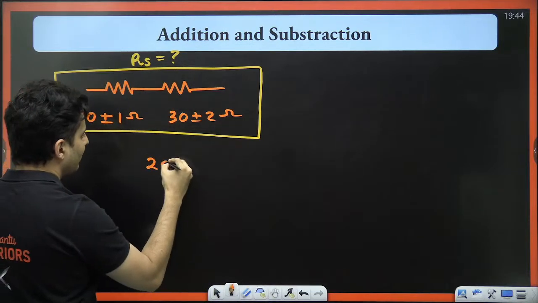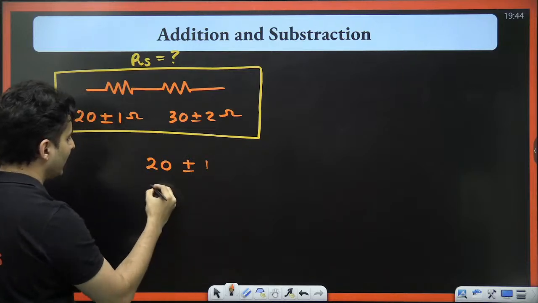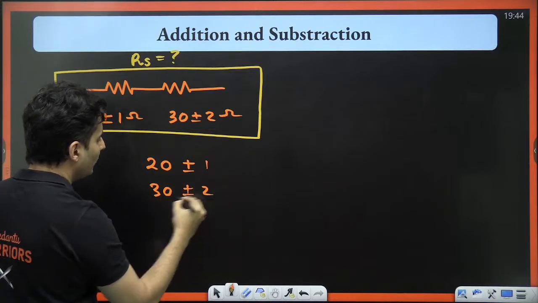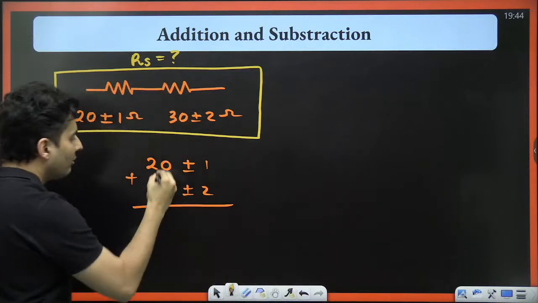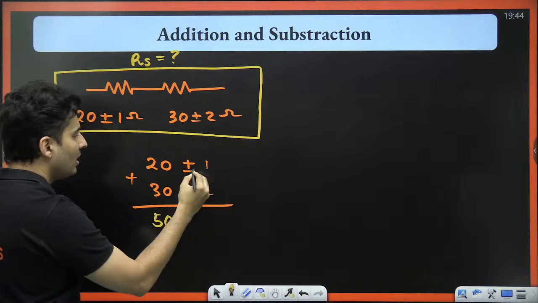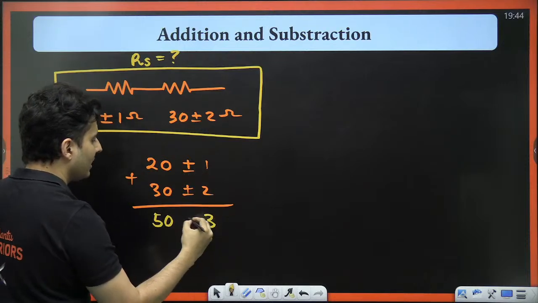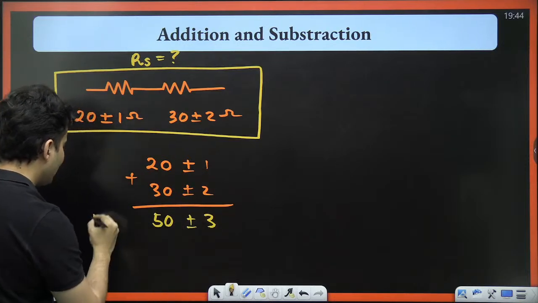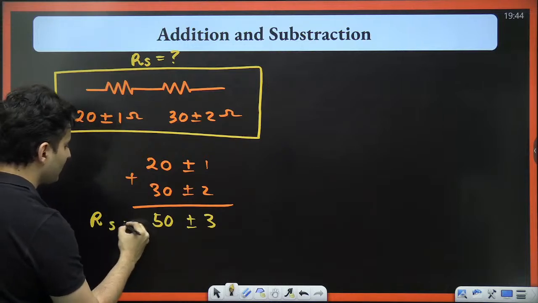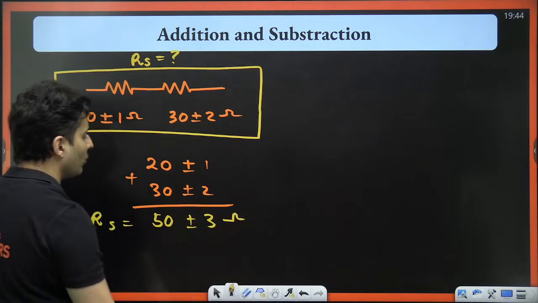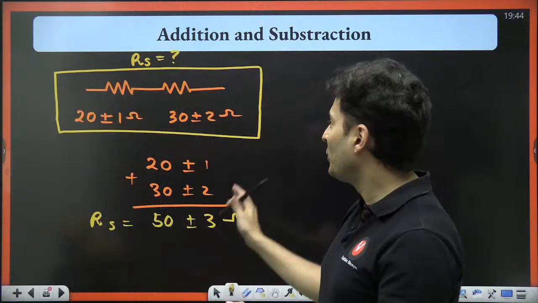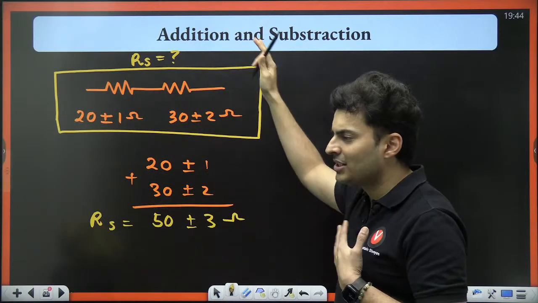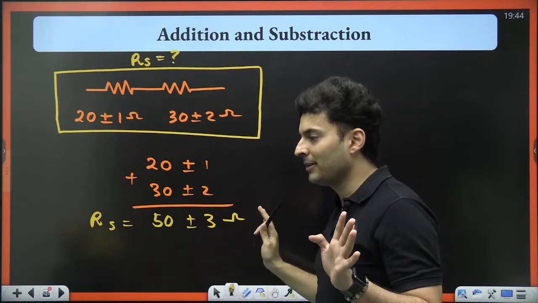What you should do is write those numbers, 20 plus minus 1, 30 plus minus 2. Just add everything, literally add everything. 20 plus 30 is 50. 1 plus 2 is just 3. So the final resistance will be 50 plus or minus 3 ohms. So during addition or subtraction, just add as you do it normally.